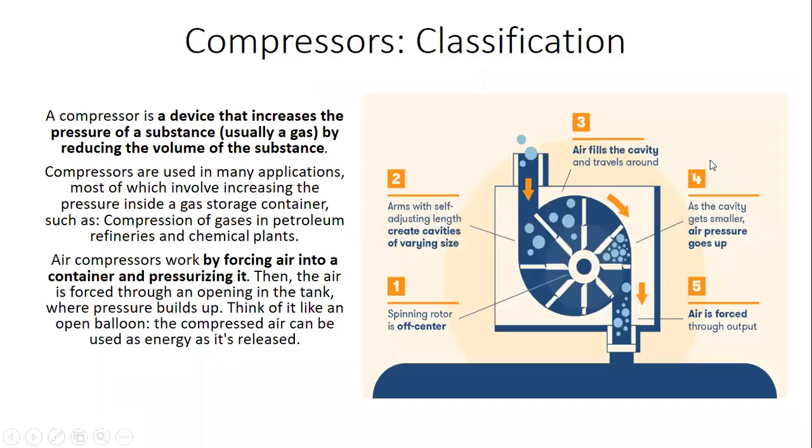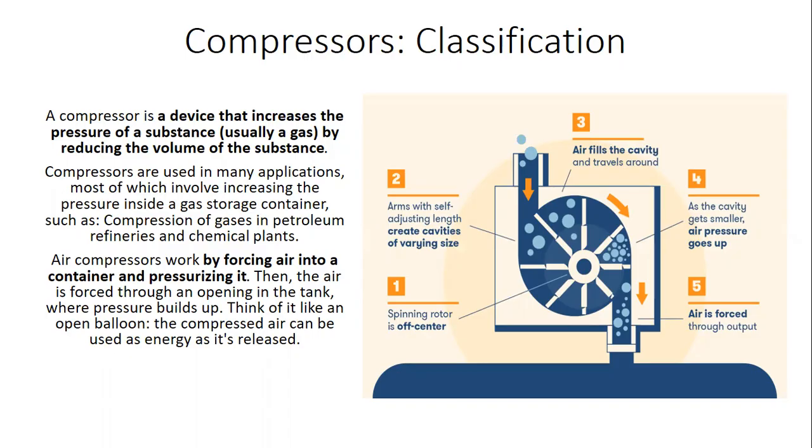Today, we are going to be looking at compressors and the classifications of compressors. What is a compressor? A compressor is a device that increases the pressure of a substance, usually a gas, by reducing the volume of that substance. If you look on the right side of my slide, you will see a pictorial of a compressor. And so compressors are used in many applications in engineering and in real life.